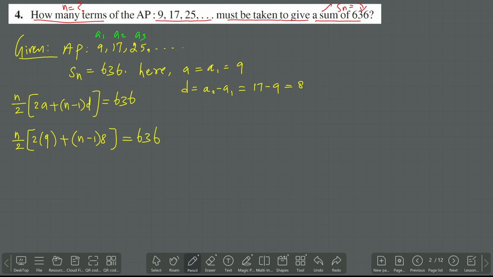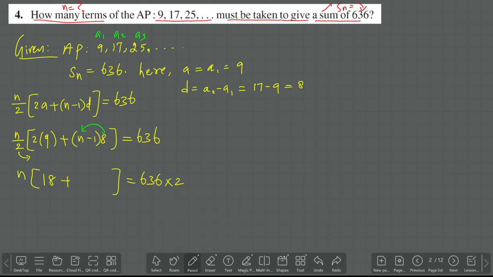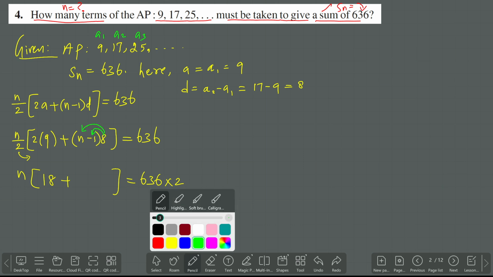Right. From the bracket, 2, you can take commonly outside. For cancelling 2 you can do like that, or else in the last also you can do. What do you think? Now we'll do it in the last. Then this 2 you send opposite. When you send opposite, what will you be getting? 636 into 2 will be there. Let it be. 2 9s are 18, plus the 8 you bring inside. When you bring 8 inside, 8 into n, 8 into minus 1. Like that you will be getting now.